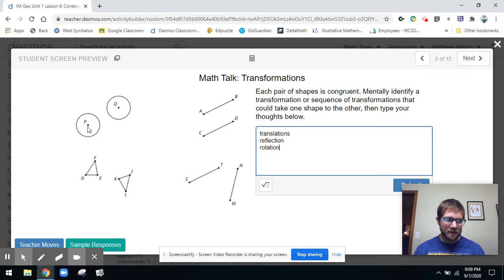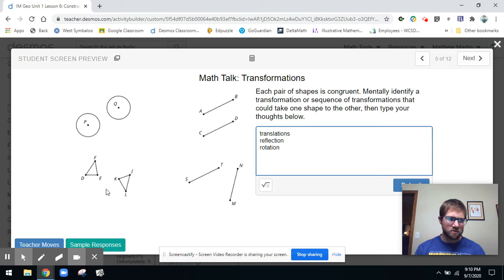Real quickly, I would say that the first example looks to me to be a translation, or at least that would be the simplest way to do it. You can translate everything from P to Q. Second one, again, a translation would pull this off pretty nicely if you translated everything from A to C. Then B would also lay on top of D, and so would everything else in the middle.